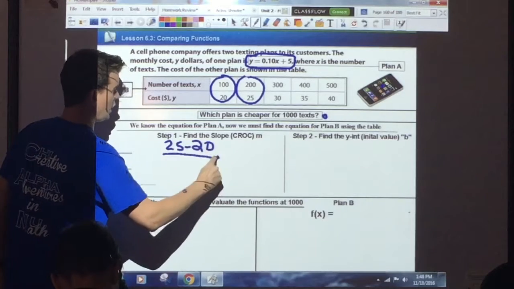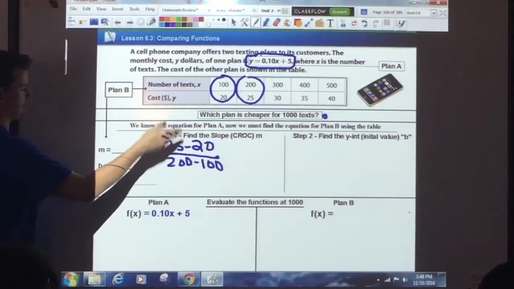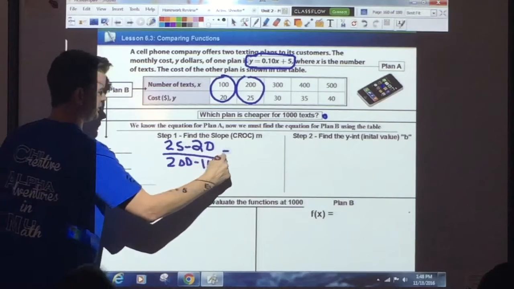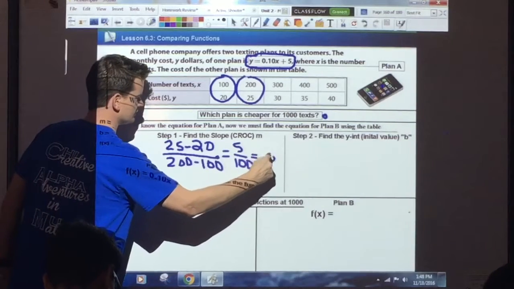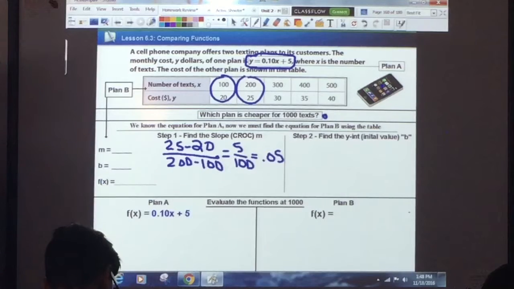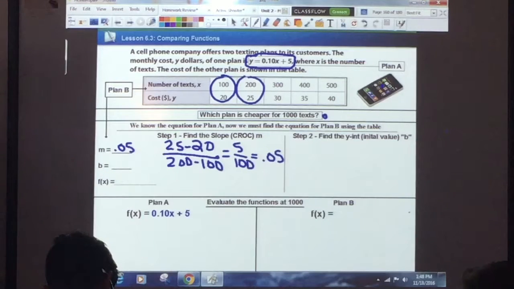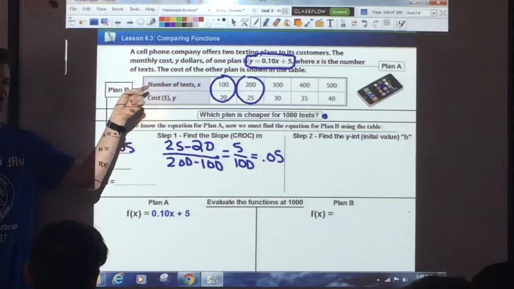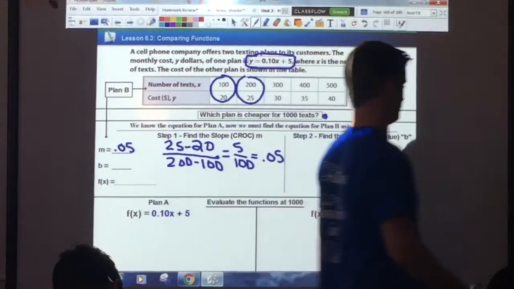25 minus 20 over 200 minus 100. Make sure you line it up correctly. y2 minus y1 over x2 minus x1 equals 5 over 100. And when you divide, that gives you 0.05. So we found the slope, also known as the rate of change, for Plan B. It's 0.05. I may get a decimal because, once again, we're talking about dollars and cents. If you want to leave it as 5 over 100, simplify it to 1 over 20, that's going to make your job harder. Dollars and cents, transfer it over to a decimal.